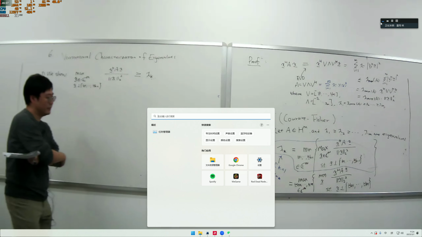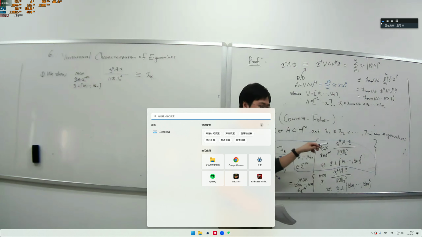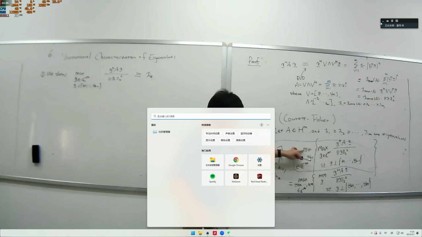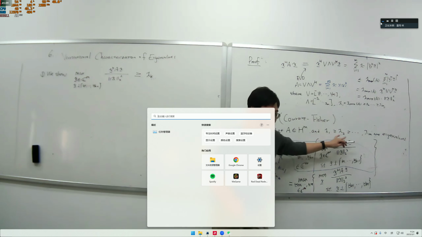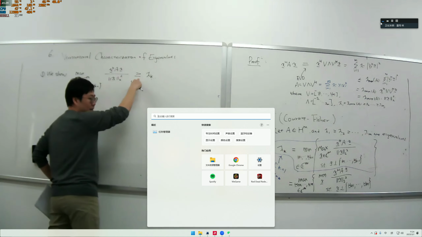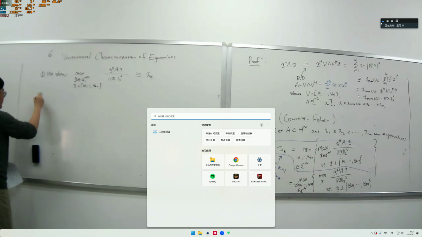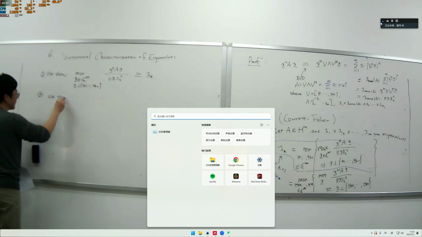Then you see the inside is greater than or equal to lambda_k, and you want to show that when you minimize this term over W1 to W_{k-1}, it can be equal to lambda_k. That means the next thing we need to show is a set of W1 to W_{k-1} such that when you substitute them here, you attain lambda_k, which means this lower bound can be attained. So the second one is actually easier.